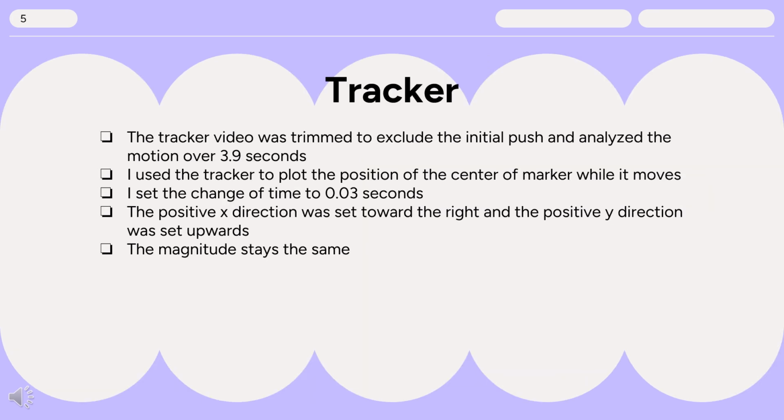The tracker video was trimmed to exclude the initial push, and I analyzed the motion over around 3.9 seconds, and I used the tracker to plot the position of the center of the marker while it moves across. I also set the change in time to about 0.03 seconds, and the positive x direction was set towards the right, and the positive y direction was set upwards, and the magnitude stays the same.